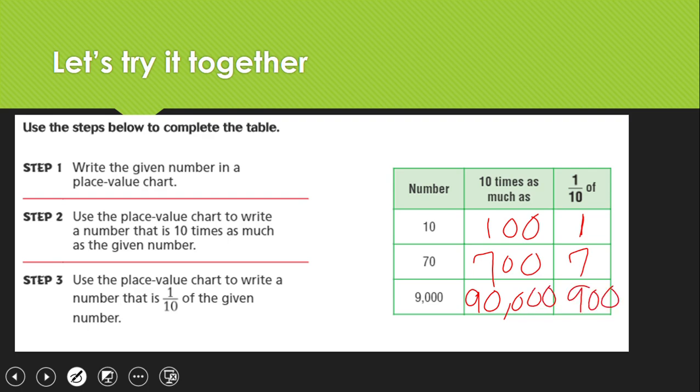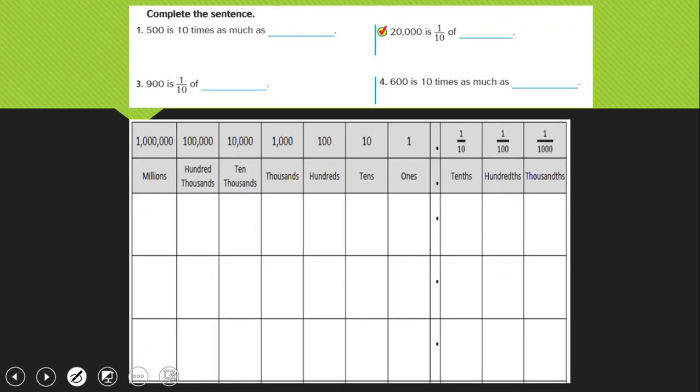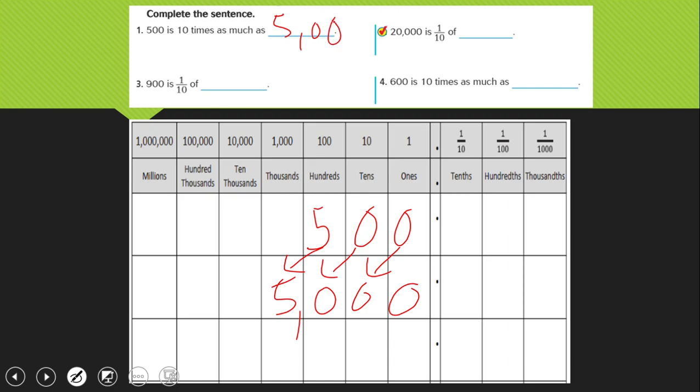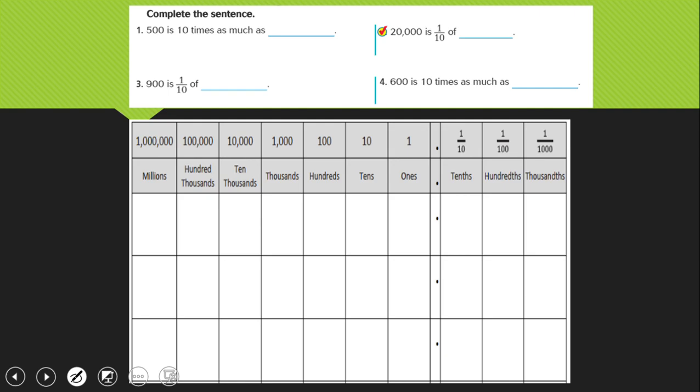All right, let's go ahead and continue. Let's complete the sentences. We have 500 is 10 times as much. So we're going to put our 5 in our hundreds and then add those zeros. What's 10 times as much? Very nice, because basically all you're doing is multiplying by 10. You have 5,000. My apologies, 5,000.